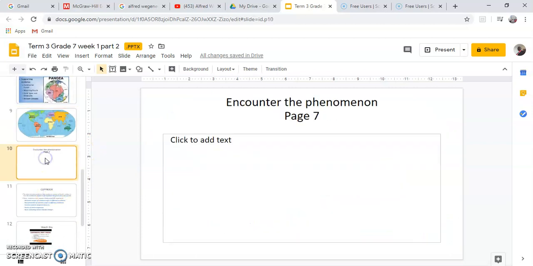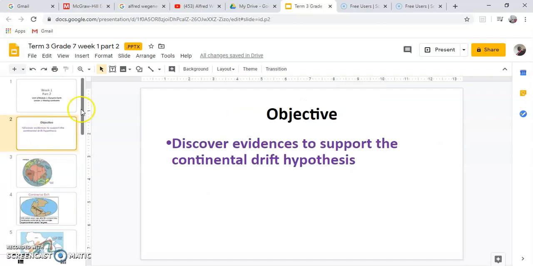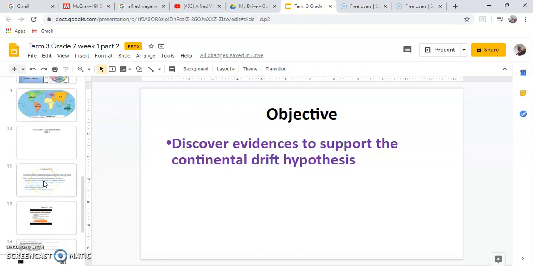Now, on page 7 in your science book, unit 2, you will see that we have an activity we should do. We cannot do that activity. The most important thing in today's lesson, like our objective says, is to understand, to identify, to discover these evidences that we can discuss together concerning the continental drift hypothesis.